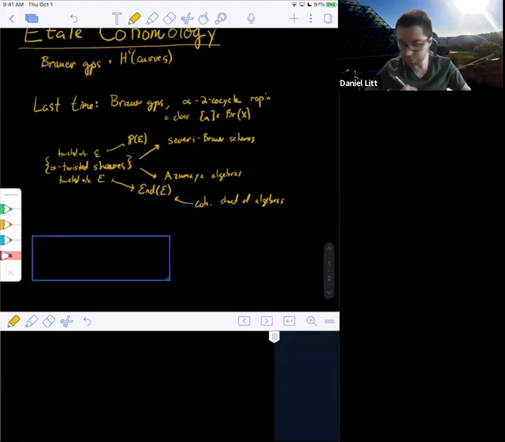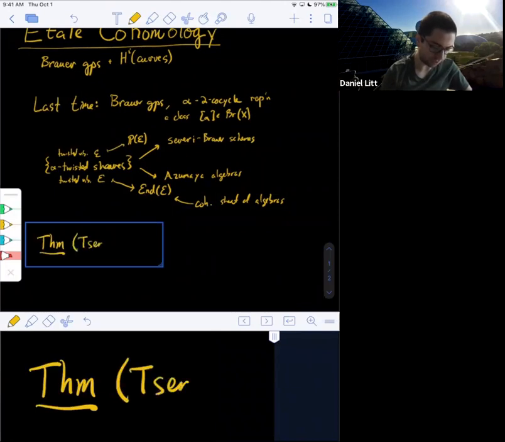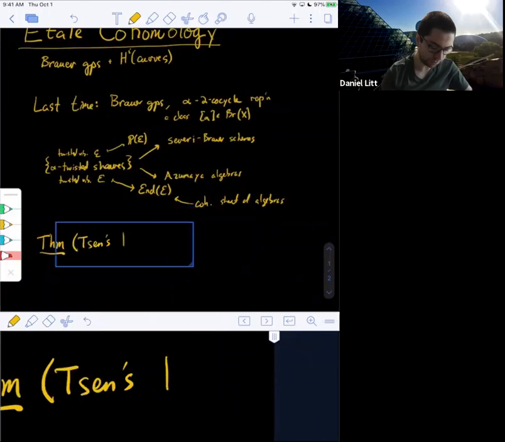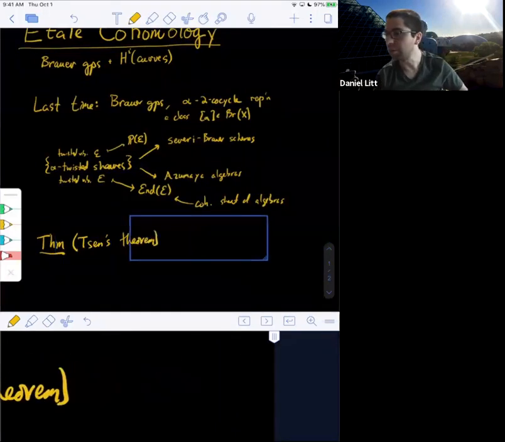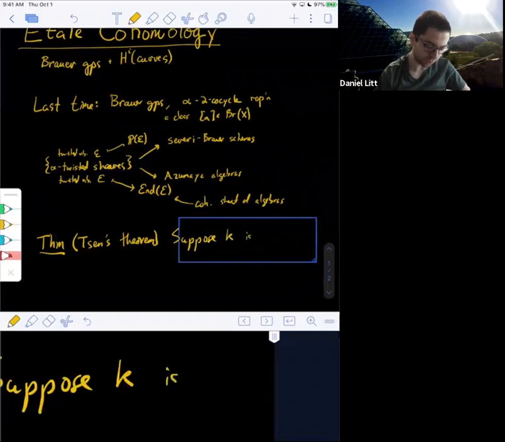Okay, so I want to use this geometric description to prove something. I want to prove the following theorem, which people sometimes call Tsen's theorem or the Tsen-Lang theorem. So it's the following. Suppose that K is a quasi-algebraically closed field. Sorry, K is a C1 field.